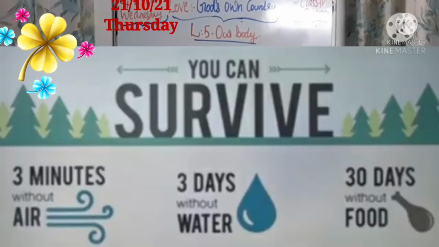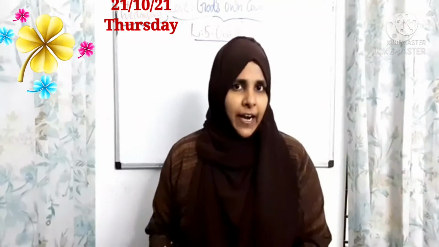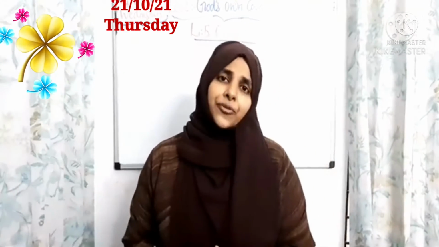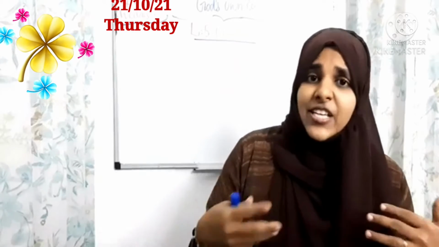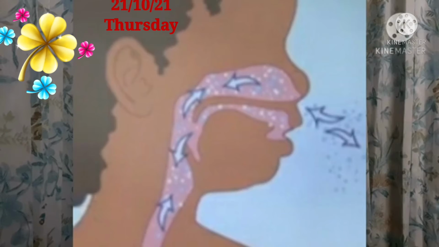Do you know, children, you can survive 30 days without food, 3 days without water, but you cannot survive more than 3 minutes without air. Air is very important in our life. Now, where do we get air from? How does air enter our body? Well, air enters our body through our nose and sometimes our mouth.